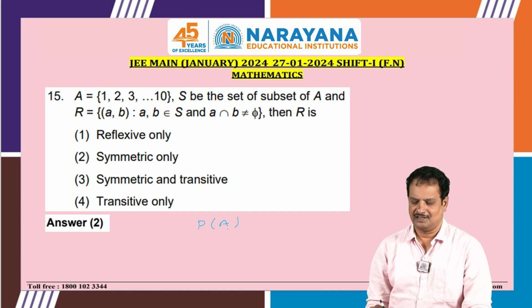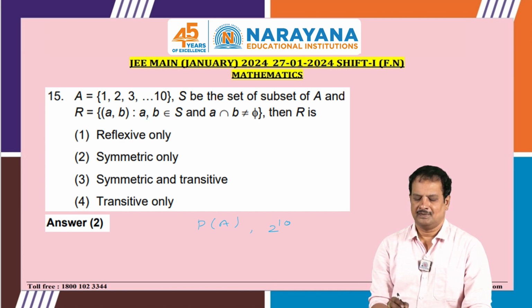How many elements will be there in this one? Obviously, there will be 2 power 10 subsets for the set A, and all these are nothing but elements of the power set of A, which is given as S here. Now, what is the relation R? A is in relation R with B only when the intersection of A and B is not a null set. Then only the ordered pair of A and B belongs to R, where A and B are elements from the set S.